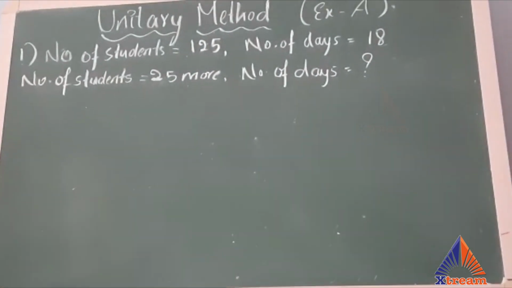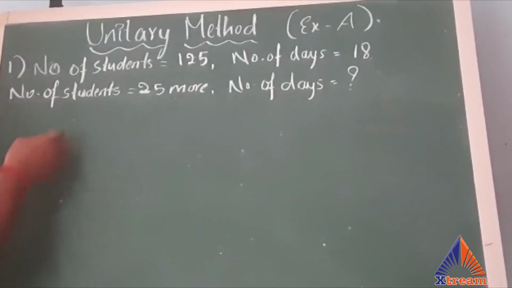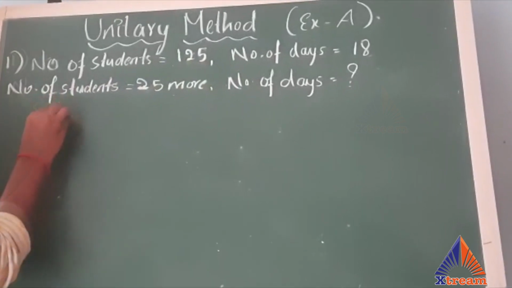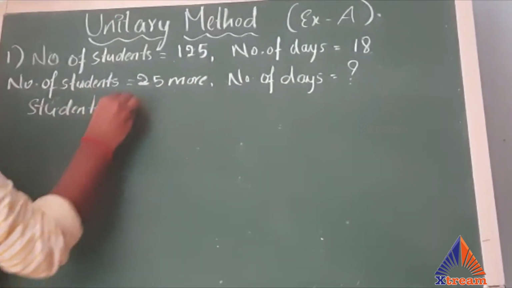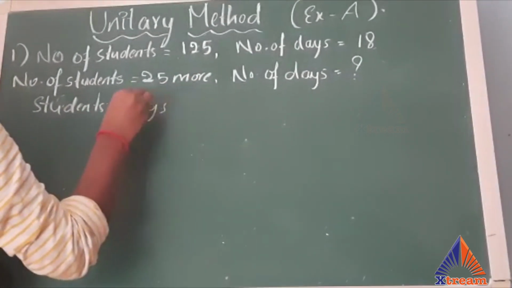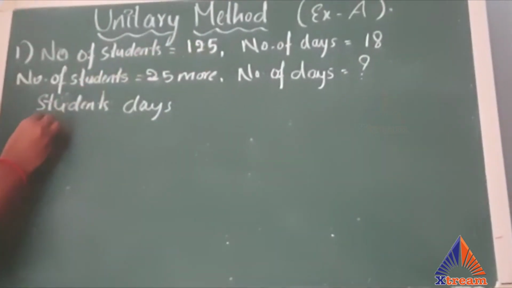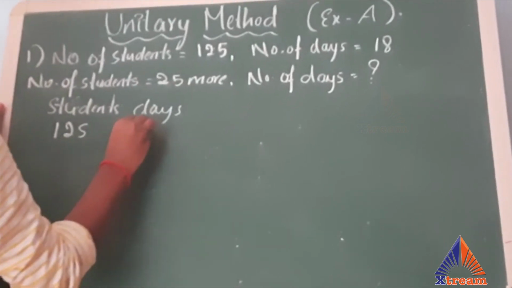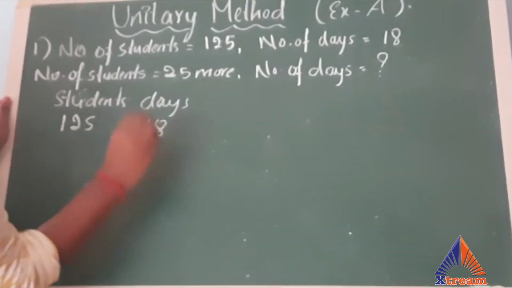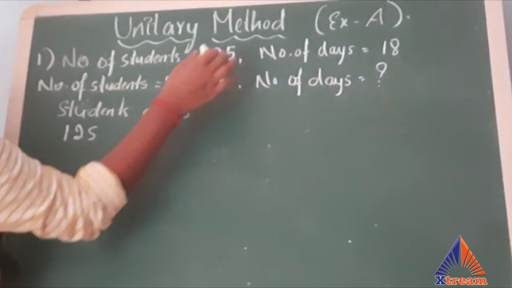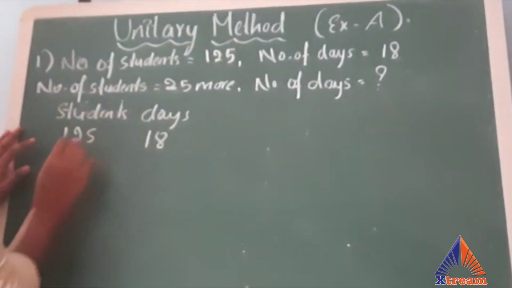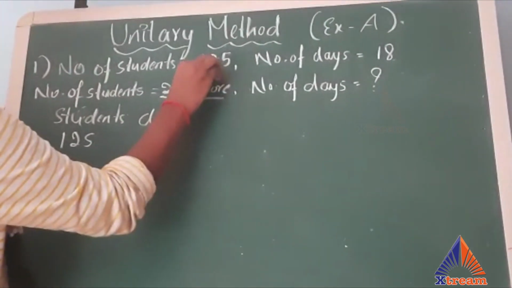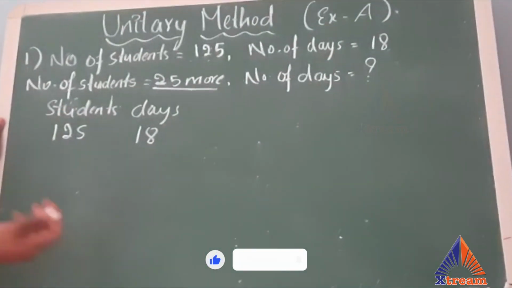So here let's do the solution in the arrow method. The two quantities are students and days. The first one is students and the next is days. So here 125 students will have sufficient food for 18 days if 25 more students join them. So 25 is not our second quantity here. They have just given 25 more students joining the 125 students. How many days will they have?